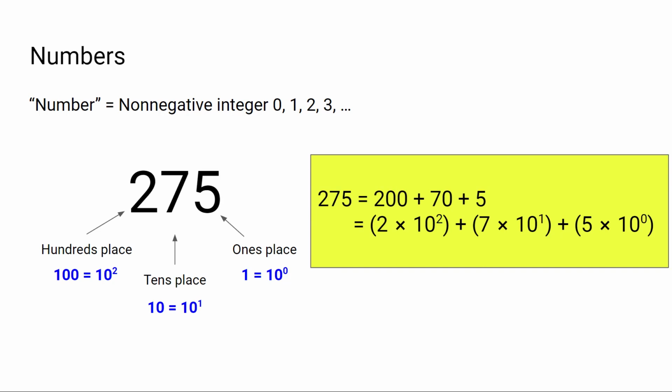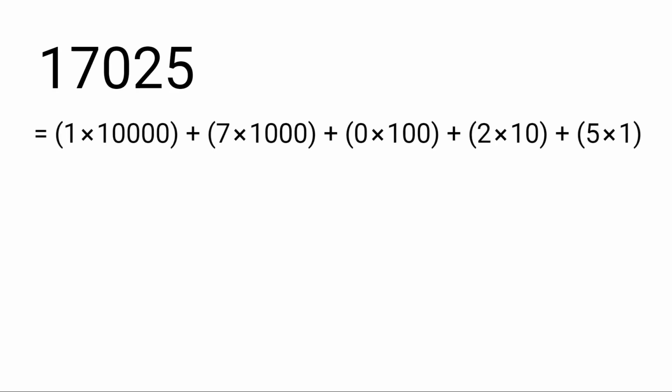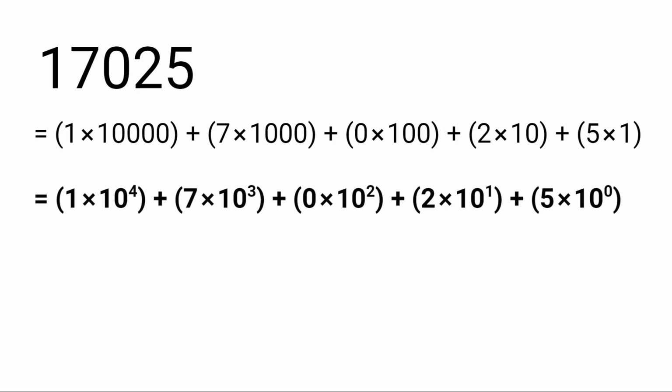To take another example, look at 17,025. This has digits not only in the ones, tens, and hundreds places, but also the thousands and 10,000s places. This can be written also as a sum of copies of powers of 10. 17,025 is 1 times 10,000, plus 7 times 1,000, plus 0 times 100, plus 2 times 10, plus 5 times 1, or 1 times 10 to the fourth, plus 7 times 10 to the third, plus 0 times 10 to the second, plus 2 times 10 to the first, plus 5 times 10 to the 0.